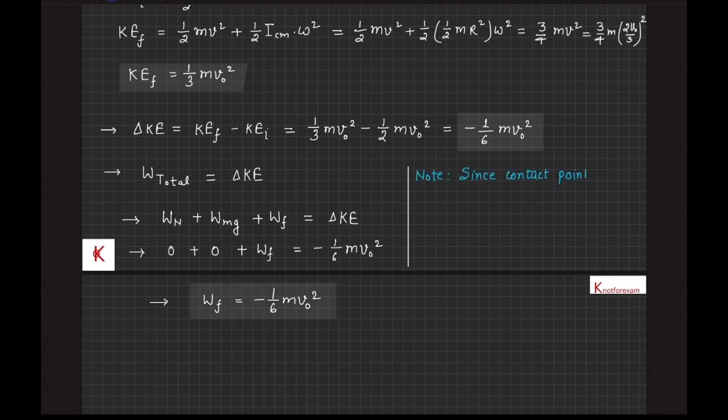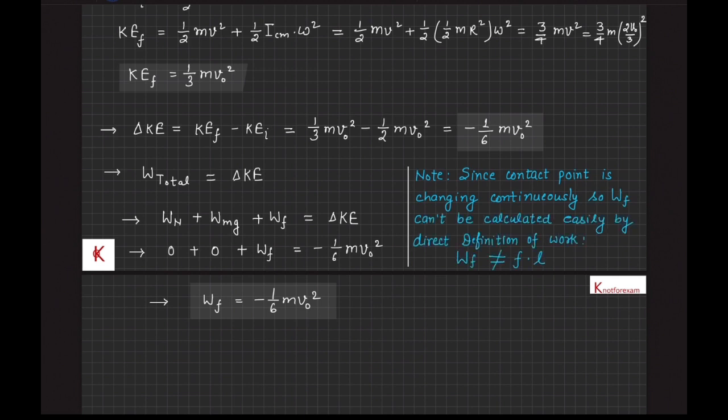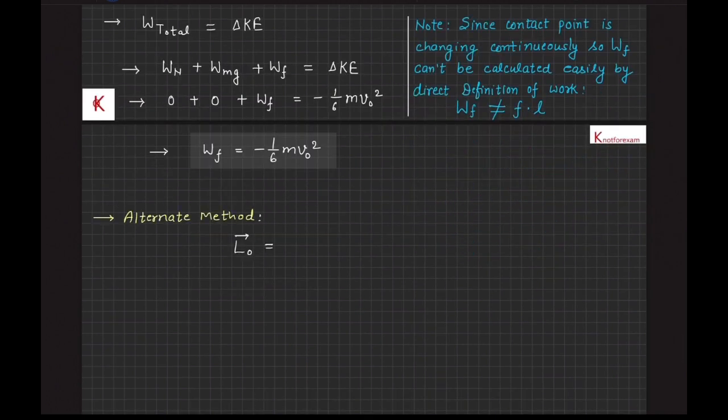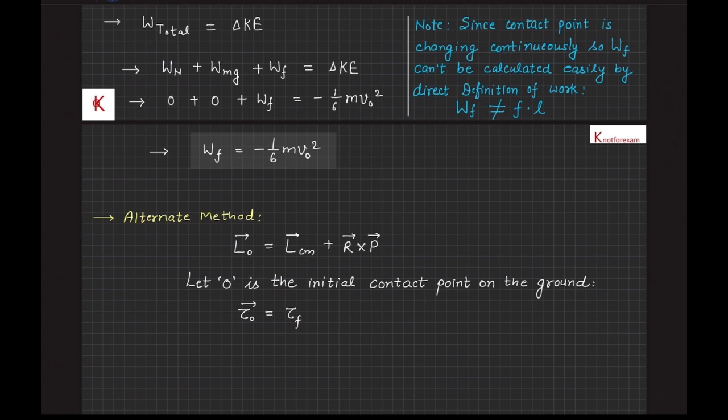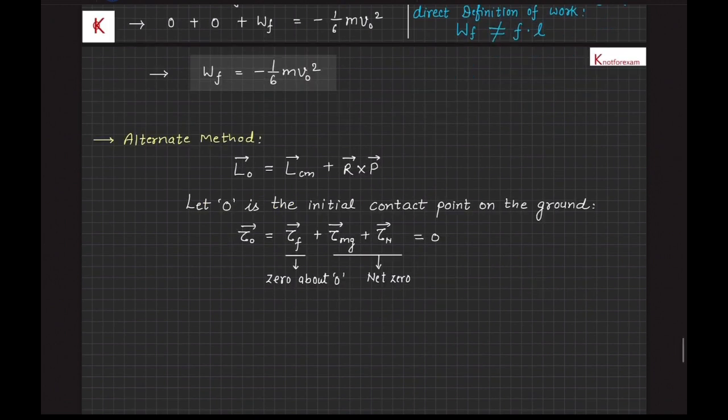Here it is important to understand that since contact point is changing continuously, work done by friction cannot be calculated easily by direct definition of work, so work done by friction will not be equal to f into L or mu mg L. Alternatively, we can use the relation L O vector is equal to L CM vector plus R vector cross P vector. Let O be the initial contact point on the ground, therefore net torque about point O, tau O vector is equal to torque of friction plus torque of mg plus torque of normal force N.